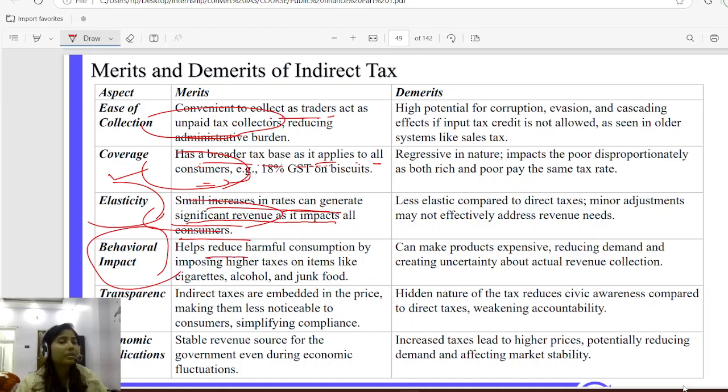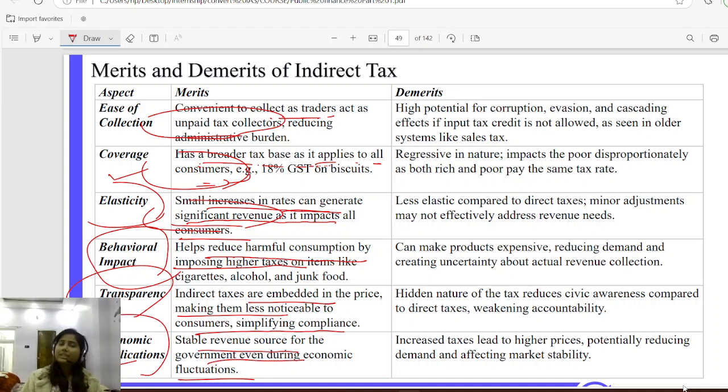Behavioral impact: it helps to reduce harmful consumption by imposing higher taxes. Transparency is there; indirect taxes are embedded in the price, making them less negotiable for the consumer and simplifying compliance. Economic implications: a stable revenue source for the government even during economic fluctuation.